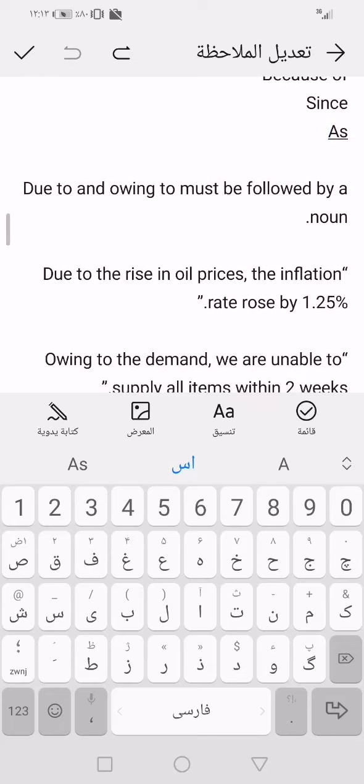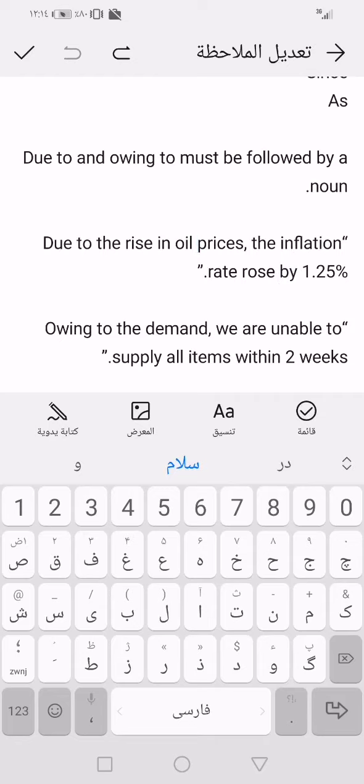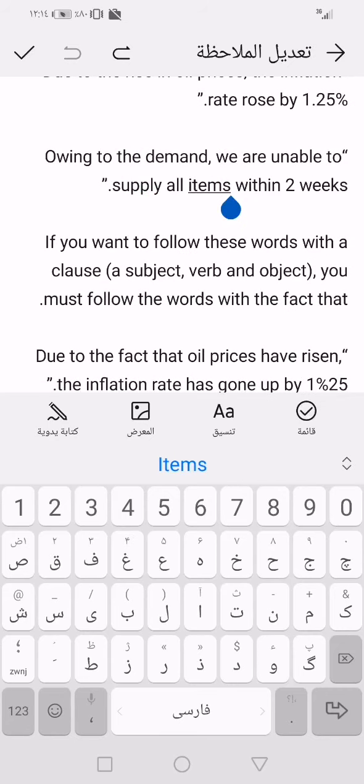Due to the rise in oil prices, the inflation rate rose by 1.25%. بسبب ارتفاع أسعار النفط، نسبة التضخم ارتفعت بنسبة 1.25%. Owing to the demand, بالنسبة للمطالب, we are unable to supply all items within 2 weeks. بالنسبة لمطالبكم ما نقدر نوفر كل الفقرات خلال أسبوعين.